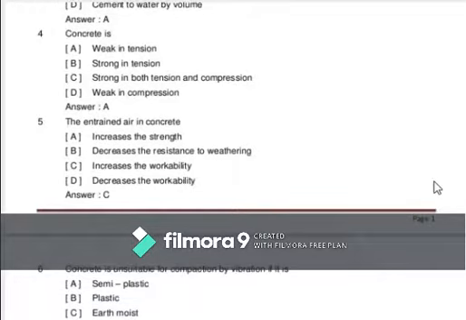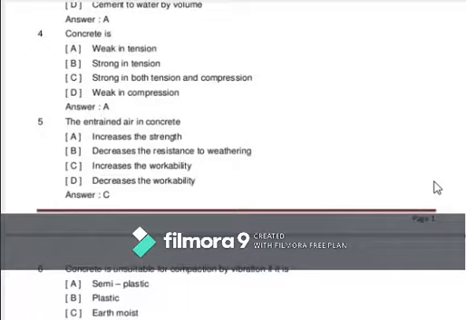Question number 4. Concrete is weak in tension, strong in tension, strong in both tension and compression, weak in compression. Here the answer is A, because the concrete is always weak in tension but strong in compression. So that's the answer. That's why the answer is A.